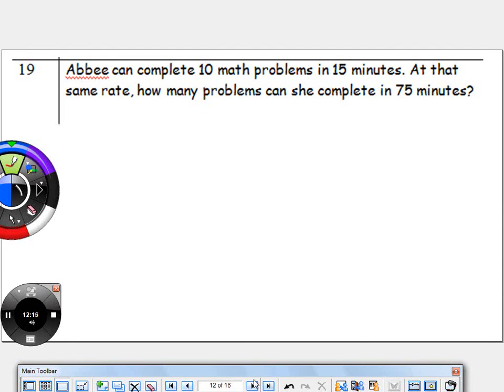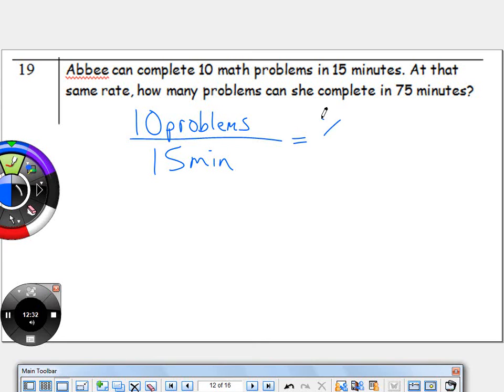Number 19, this is a really good one to set up a proportion again. Abby can complete 10 problems in 15 minutes. And the question is, how many problems can she complete? So x problems, don't know, in 75 minutes. You just have to make sure you're consistent. The minutes are on the bottom here.